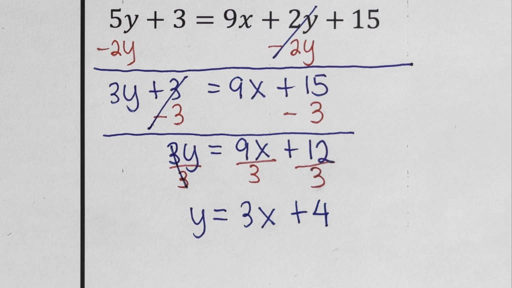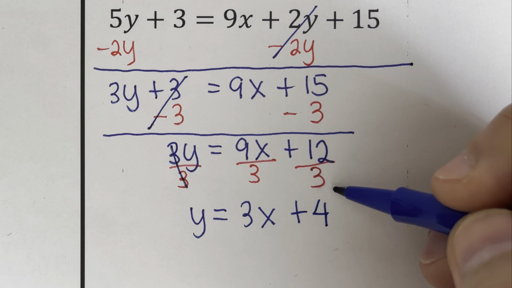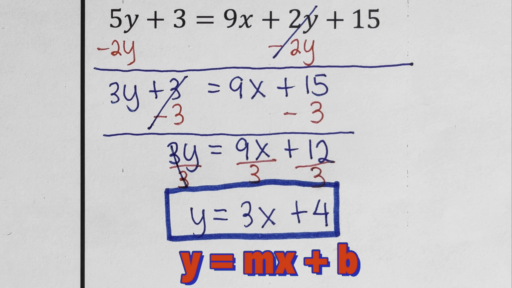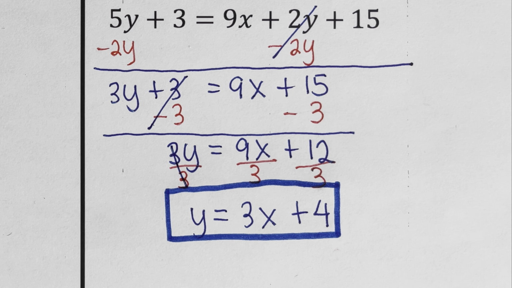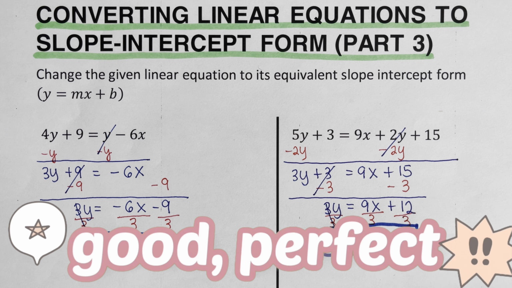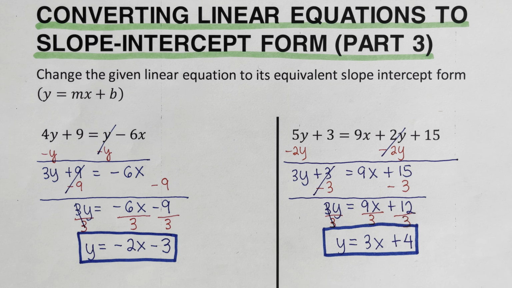So then our slope-intercept form is y is equal to 3x plus 4. As you can see here, this is already in slope-intercept form, or y equals mx plus b form. Our m is 3 and our b is 4. Did you get the same answer as this? Good. Perfect.